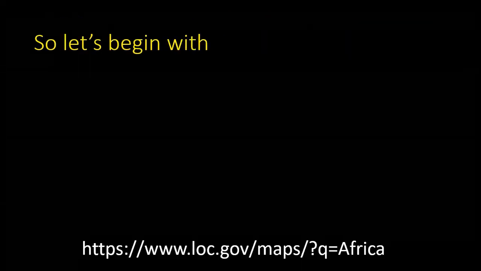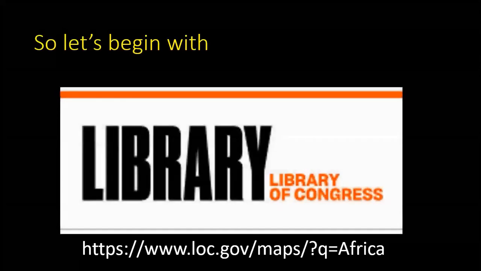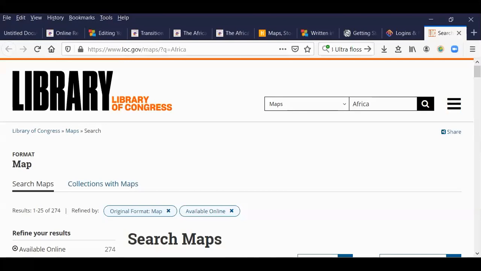So let's begin with the Library of Congress itself. Take a look at what they, in fact, have available on Africa, the biggest library in America. Very useful collection of documents. Here you can see what the Library of Congress landing page looks like in their map section.